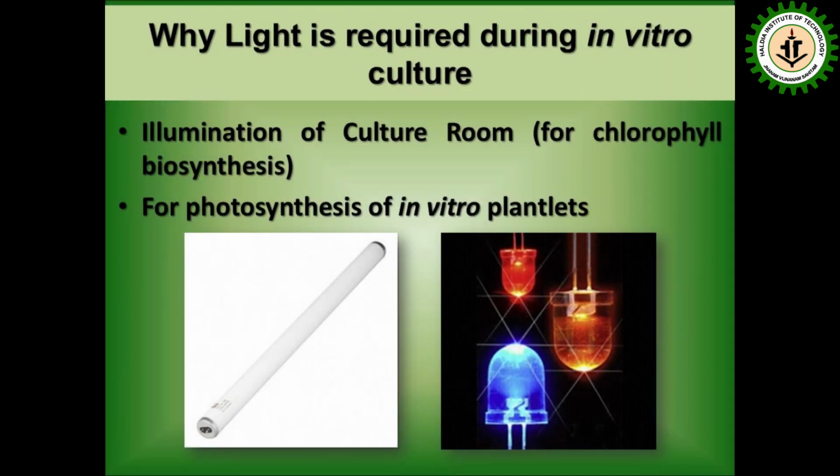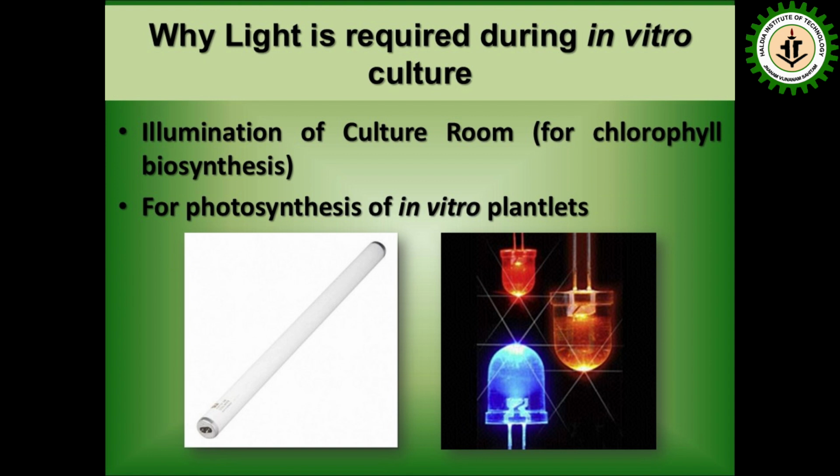Light plays a crucial role in plant tissue culture, influencing various physiological processes such as photosynthesis, growth, and development. In vitro culture involves growing plant cells, tissue, or organ in a controlled sterile environment, often under artificial lighting. The presence and management of light in plant tissue culture systems are essential for ensuring optimal plant growth and successful regeneration. Here are the key reasons why light is required during in vitro culture.